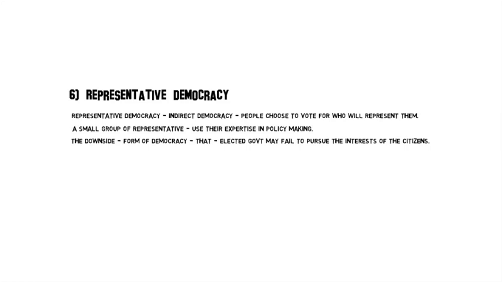Now we also need to understand here that a small group of representatives can use their expertise in policy making. This is very important: one of the fundamental points of understanding representative democracy is that we elect those representatives. In short, it is a small group of representatives. For example, it differs from state to state. The state I come from, Goa, has 40 representatives in our state assembly. These 40 representatives are a small group compared to the large population of the state.